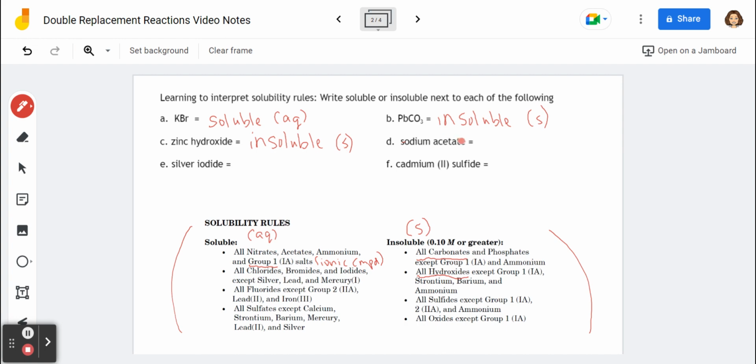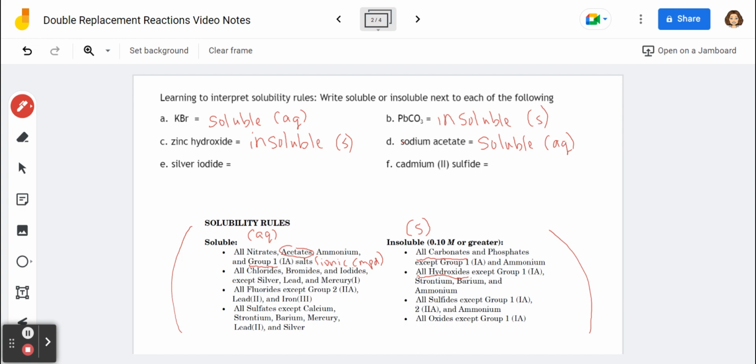All right, so next, sodium acetate. So again, we find our rules, right? It says all acetates are soluble, and there are no exceptions to that rule. So this would be a soluble compound. We also know that it's soluble because sodium's in group 1. So it just is very soluble in water.